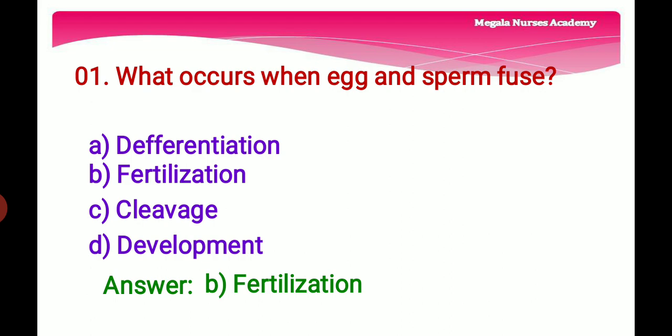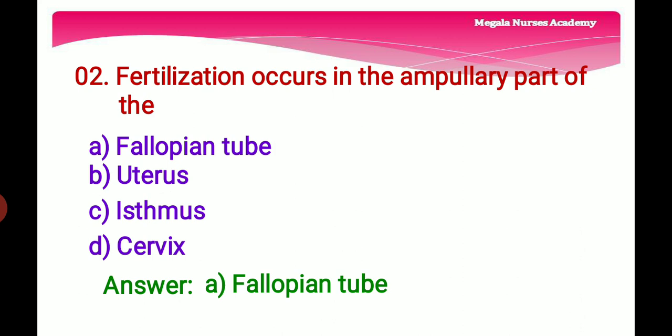Option B, fertilization. Second question, fertilization occurs in the ampullary part of the. Option A, fallopian tube. It is otherwise called as uterine tube, salpinx or oviduct that stretches from the uterus to the ovaries. Option B, uterus. It is a hollow muscular organ located in the female pelvis between the bladder and the rectum. And option C, isthmus. It is a hollow section of the uterine tube connecting the ampulla to the uterine cavity. And option D, cervix. It is the lowermost part of the uterus.